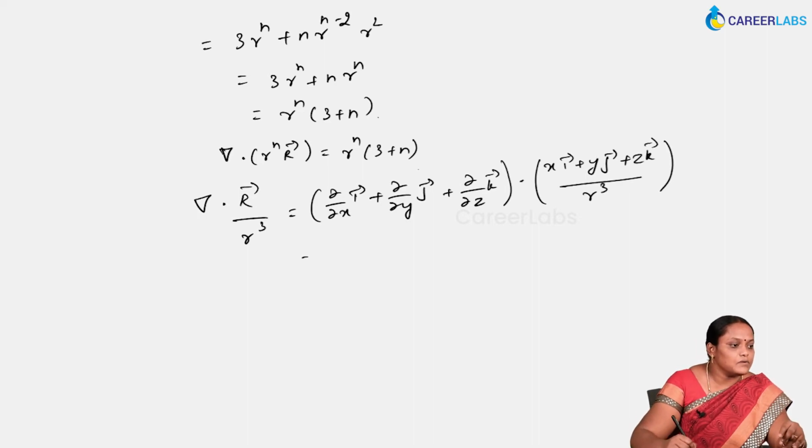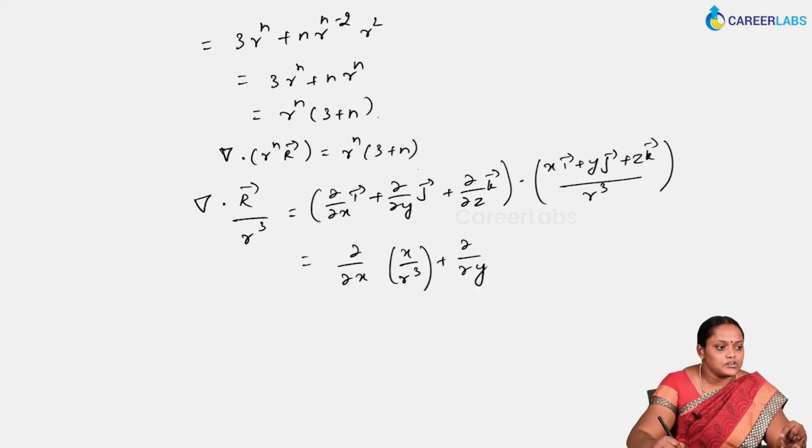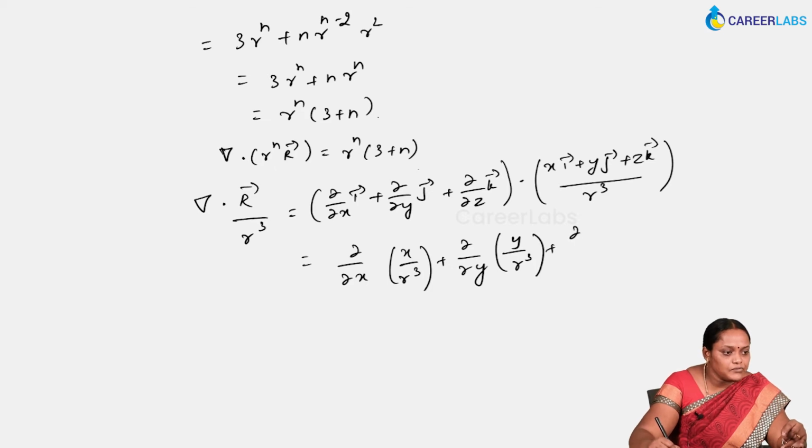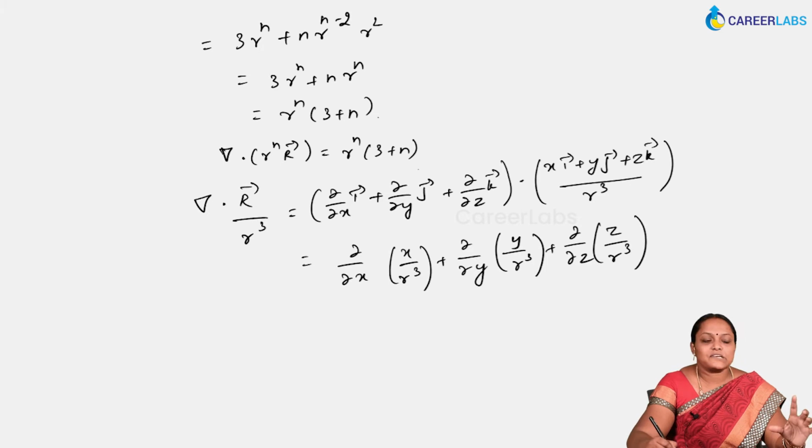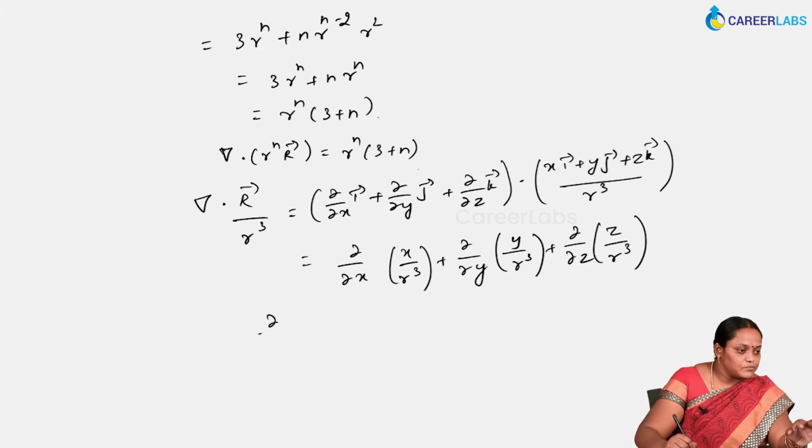So now this is equivalent to ∂/∂x of (x/r³) plus ∂/∂y of (...), when you take the dot product, j·j will be 1. So you will get y/r³, and similarly you will get ∂/∂z of (z/r³). Now let us consider the first term and we will simplify what is the answer for this term. Then similarly we can write for all the other terms.